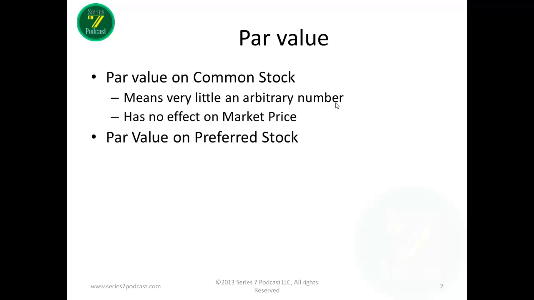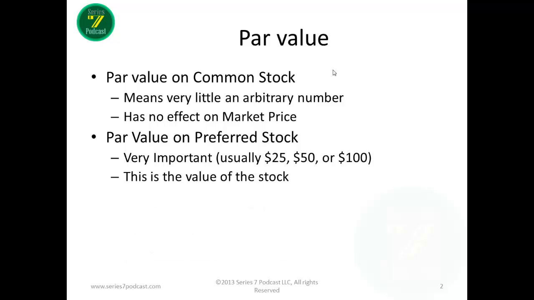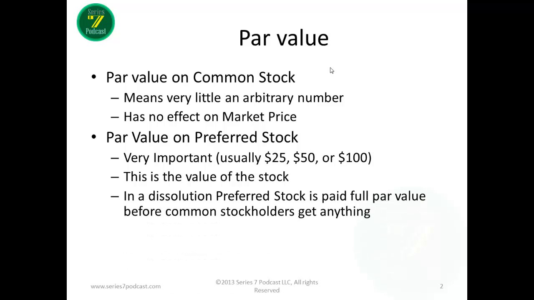In preferred stock, the par value is really what the value is based on. It's usually set at $25, $50, or $100 per share, and that's what the value of your stock is based on, the par value. So it's totally different than common stock. In a dissolution, the preferred stock is paid in full at its par value before the common stockholders get anything at all.